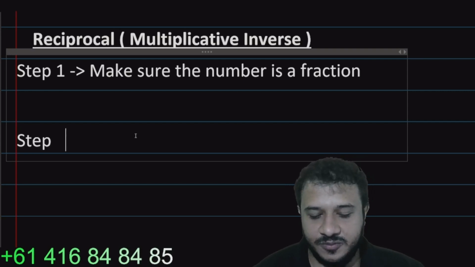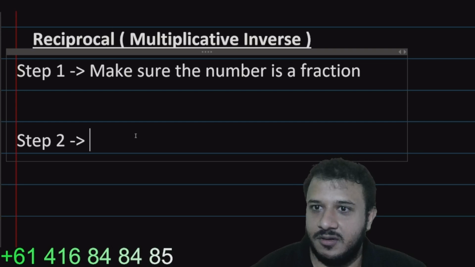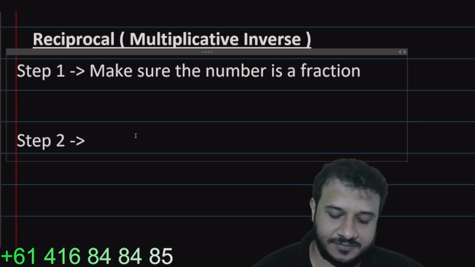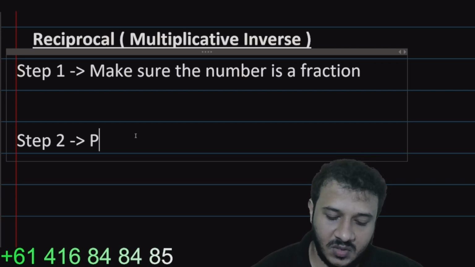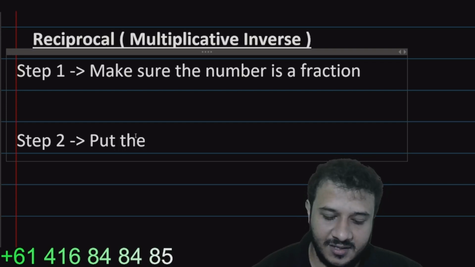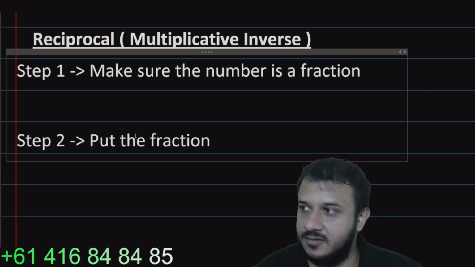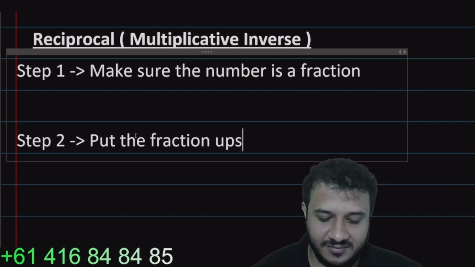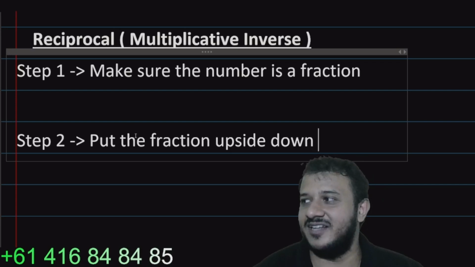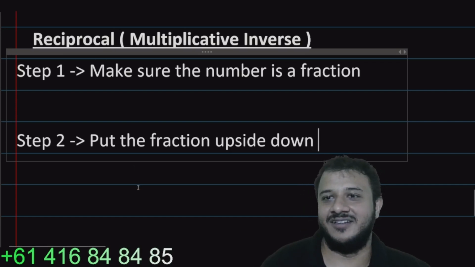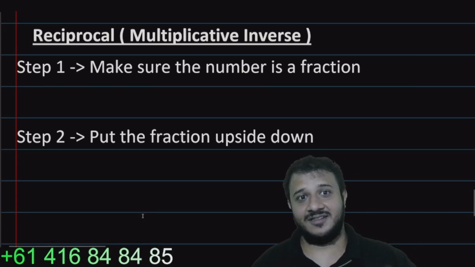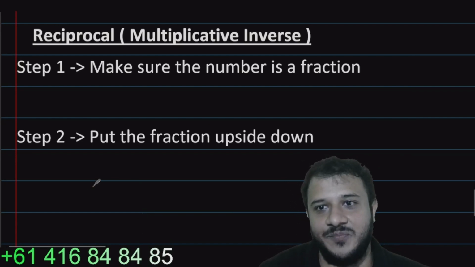And step 2 of reciprocal is put the fraction upside down. Done. That's it. That's all you need to do. So as an example, let's do it.